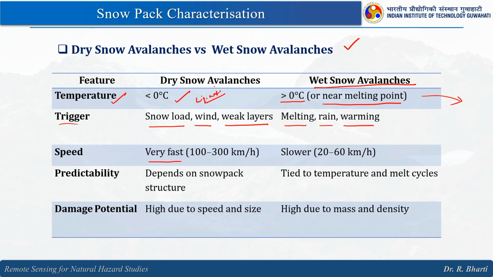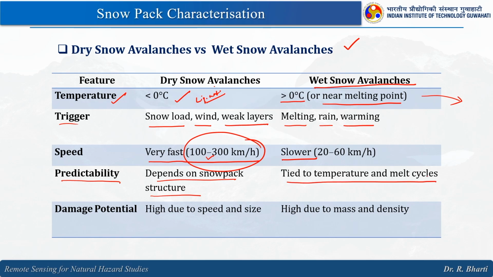And the speed here is very fast because of the dry snow, and you can see the velocity, right. But in wet snow this is slower, 20 to 60 kilometers per hour, whereas here it is 100 to 300 kilometers per hour. The predictability depends on the snowpack structure tied to temperature and melt cycle. So, here the atmospheric parameters are very important. Damage potential: in both cases you have high potential of damage, right.